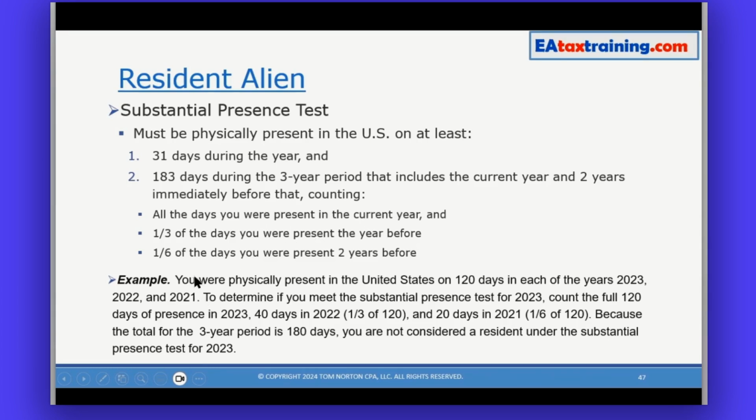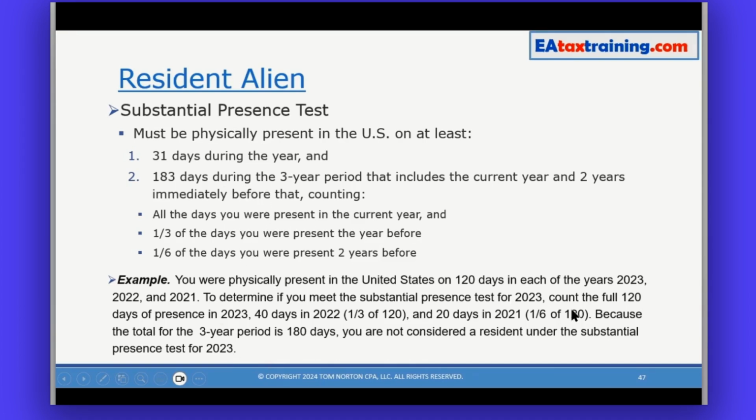So to give you an example, this is assuming the person is an alien. They were physically present in the United States on 120 days in each of the years 2023, 2022, and 2021. You would count all of the days in 2023, so that's 120. You would count 40 days in 2022 because that's 1/3 of 120. And then you would count 20 days in 2021 because that's 1/6 of 120. So you'd have 120 days plus 40 days, that's 160, plus 20, that's 180. So the total for the 3-year period is 180 days. That is fewer than 183 days. And so therefore, you are not considered a resident alien under the substantial presence test for 2023.